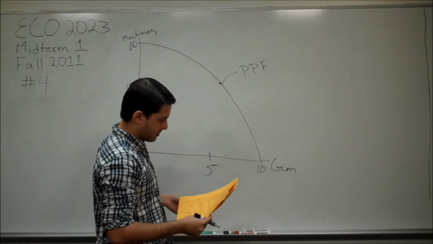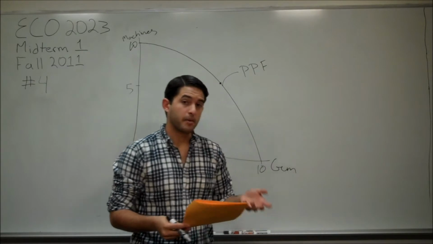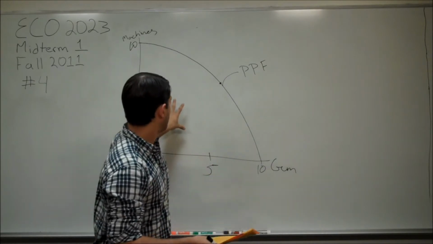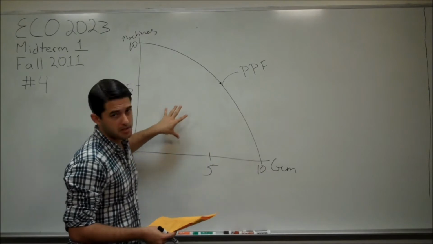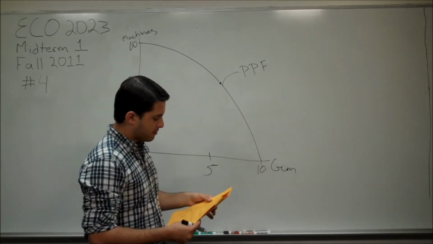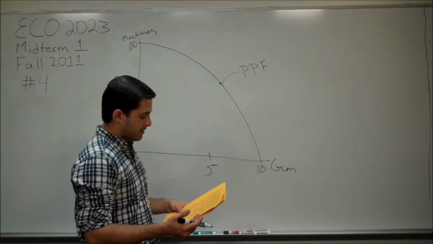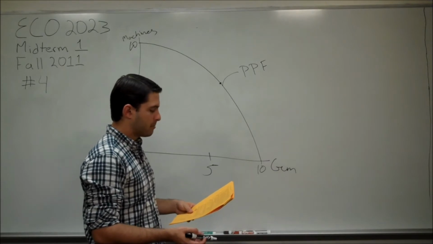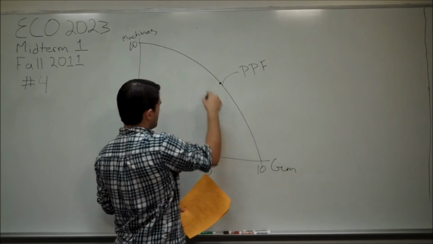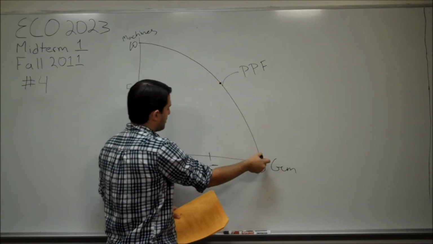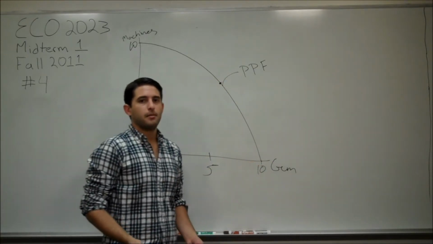Now the question wants to know what represents economic growth? What shift or what can go on this graph that's going to represent economic growth? So let's go through the answers. A says a movement from one point on the PPF to another. So if we go from this point, which is 5 machines and 5 gumballs, to 10 gumballs and 0 machines, that's not really economic growth.